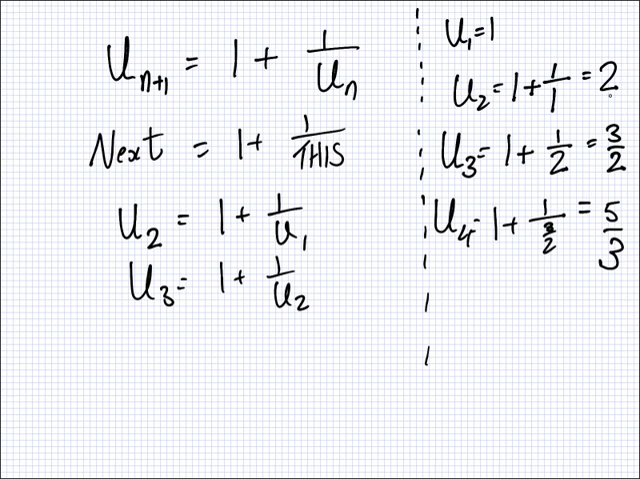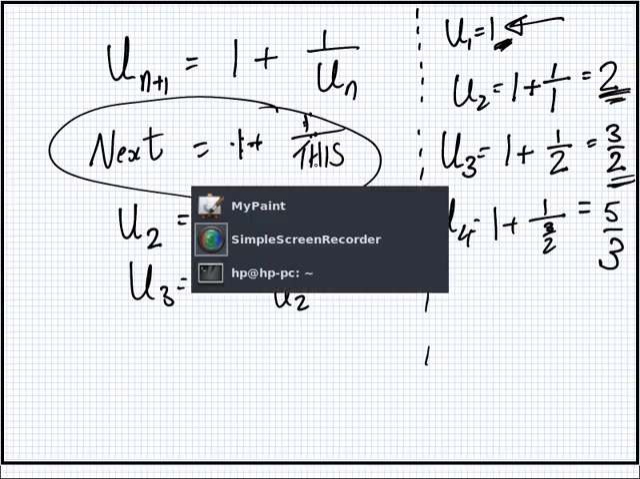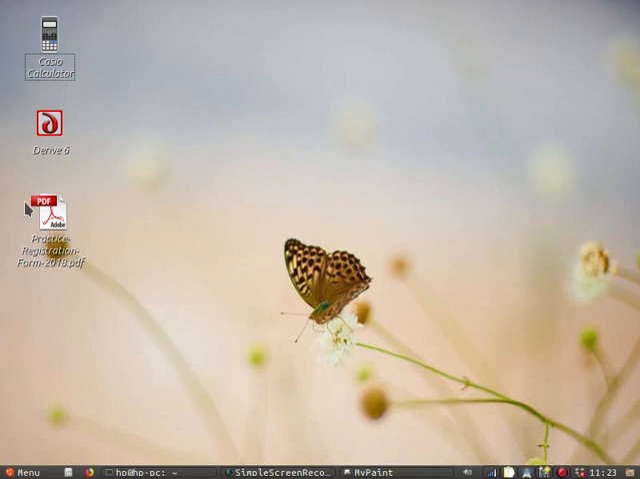For the first one? Yeah, so if you think about it in words like this, the next term is 1 plus 1 over this term. So you start here and then you use this formula, 1 plus 1 over this. 1 plus 1 over 1 is 2. Then you take the 2 and do it again. 1 plus 1 over 2. And you get this. And then you do it again. 1 plus 1 over 3 over 2. I can show you on the calculator as well, just to make it a little bit clearer.